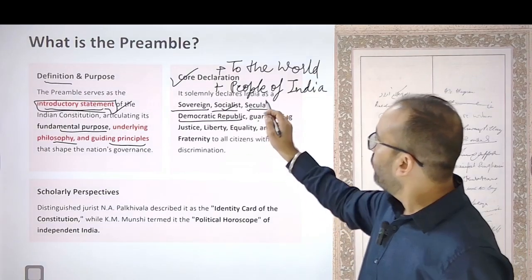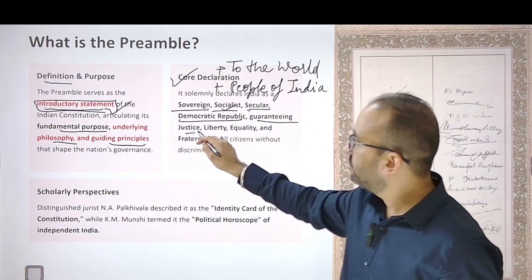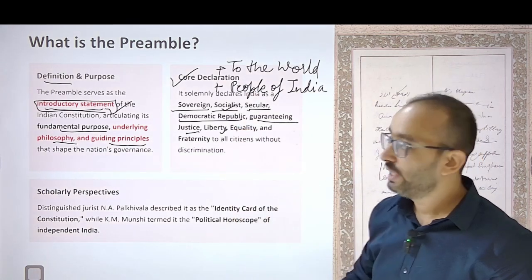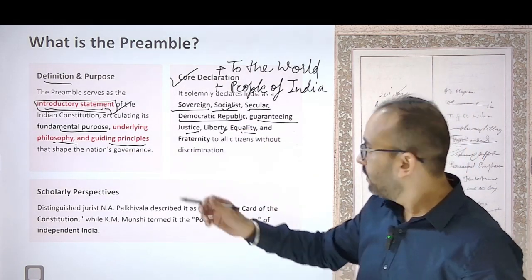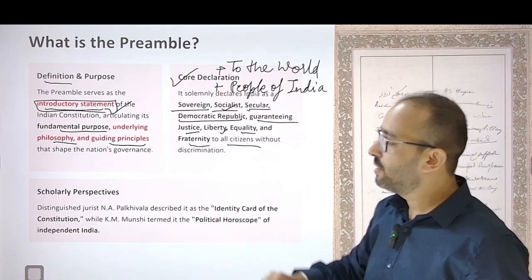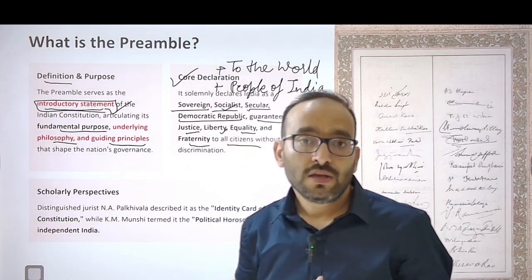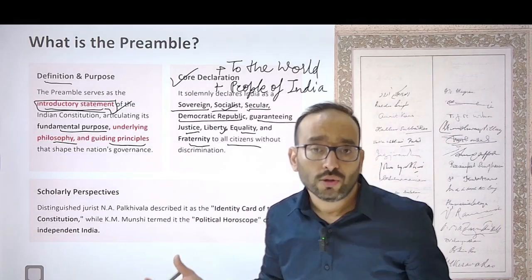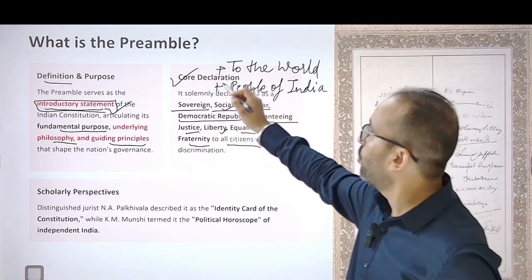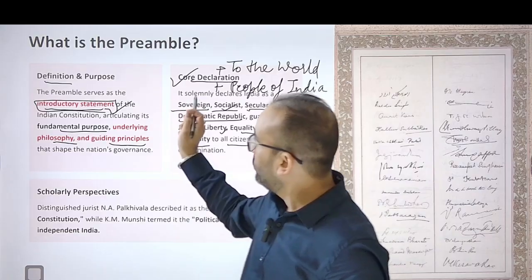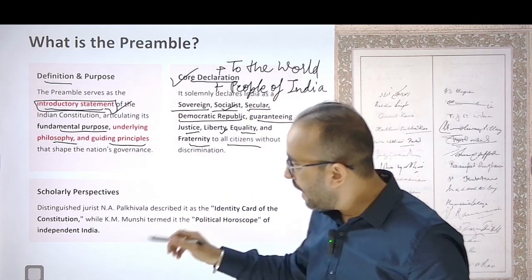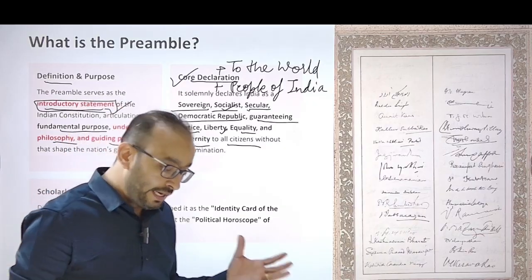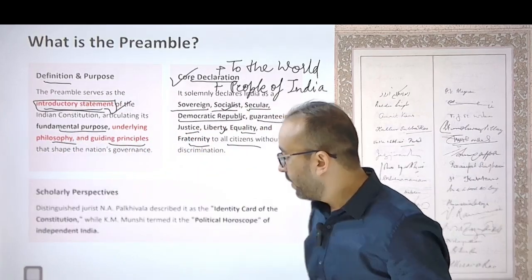And also, to the people, it guarantees justice, socio-economic and political, liberty, freedom of thought, expression, belief, faith, equality, and fraternity to all its citizens without discrimination. So this is a promise which the preamble is making to the people, that the purpose of having this bulky constitution is this. So this is the core declaration as well. So this is the purpose, this is the definition, and various political thinkers have described the Indian preamble in different ways.